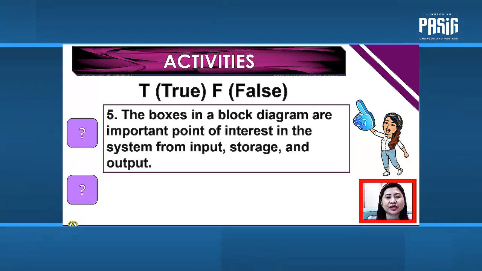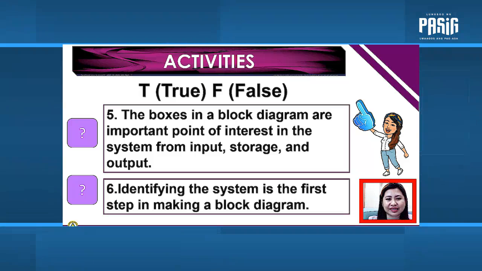Number 5. The boxes in a block diagram are important points of interest in the system from input, storage, and output. 6. Identifying the system is the first step in making a block diagram. Answers: 5. False. Storage is not included.